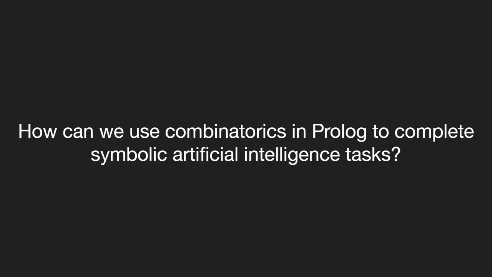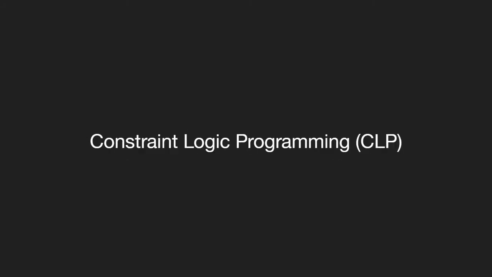So the question remains, how can we use combinatorics in Prolog to complete symbolic AI tasks? The answer is called constraint logic programming. Constraint logic programming is constraint programming in a logic programming language. We already covered that Prolog is a logic programming language and briefly discussed what that means in terms of rules and facts, so I'm not going to elaborate on that here, but I will discuss constraint programming.